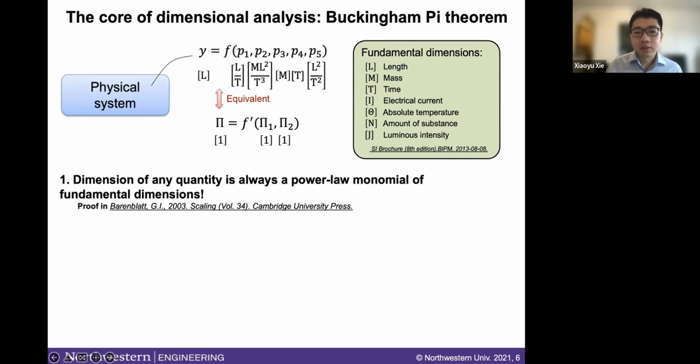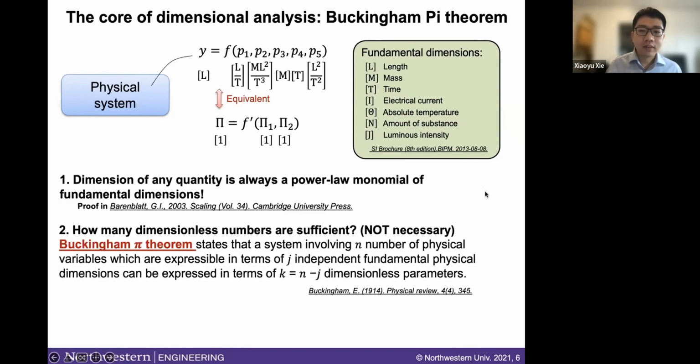So the first key point is that the dimension of any quantity is a power law of these fundamental dimensions. And the Buckingham pi theorem tells us how many dimensionless numbers are sufficient to describe a physical system, not a necessary number. So what is the Buckingham pi theorem? It states that if we have n physical variables in a system, and all these variables can be expressed in j independent physical dimensions, then we only need k dimensionless numbers to describe this problem.